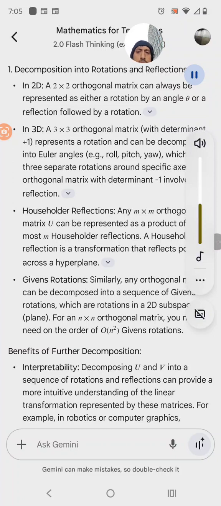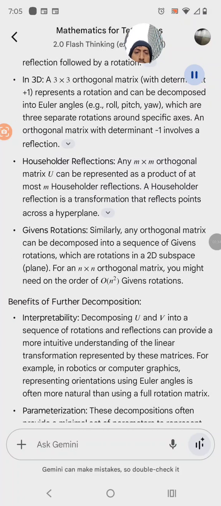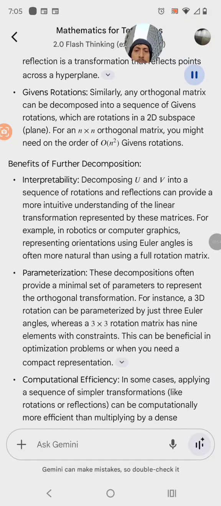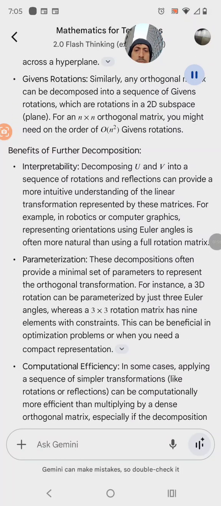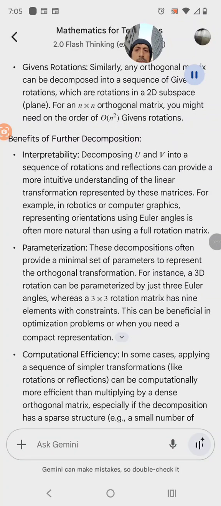Givens rotations. Similarly, any orthogonal matrix can be decomposed into a sequence of Givens rotations, which are rotations in a 2D subspace plane. For an n times n orthogonal matrix, you might need on the order of O(n squared) Givens rotations. Benefits of further decomposition. Interpretability. Decomposing U and V into a sequence of rotations and reflections can provide a more intuitive understanding of the linear transformation represented by these matrices.